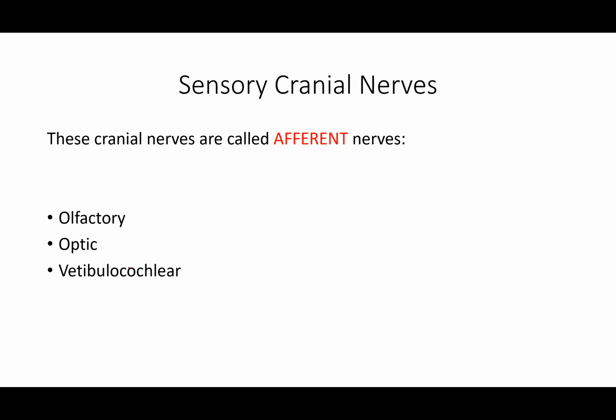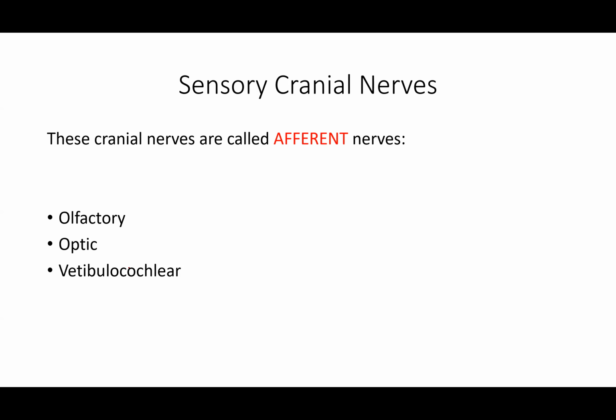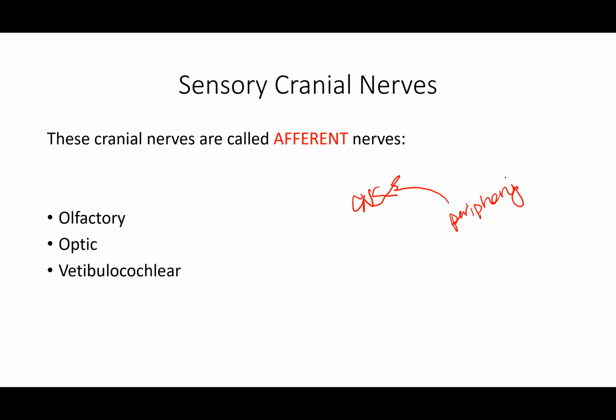So nerves that are afferent, that are transmitting signals from the periphery to the central nervous system. Make sure I got that right. Yes, from the periphery to the central nervous system. That is afferent: the olfactory, optic, and vestibular cochlear. So involved is your sense of smell, sight, hearing, and balance. Those are afferent.